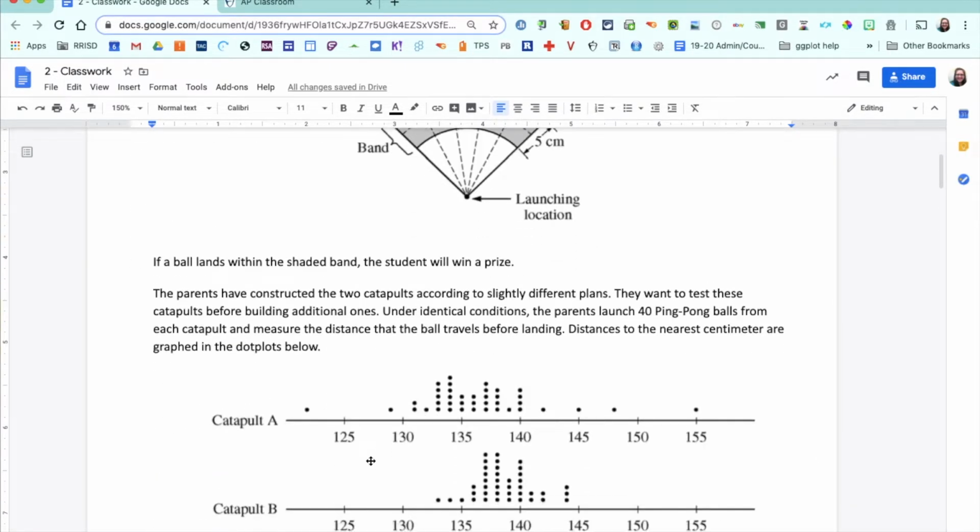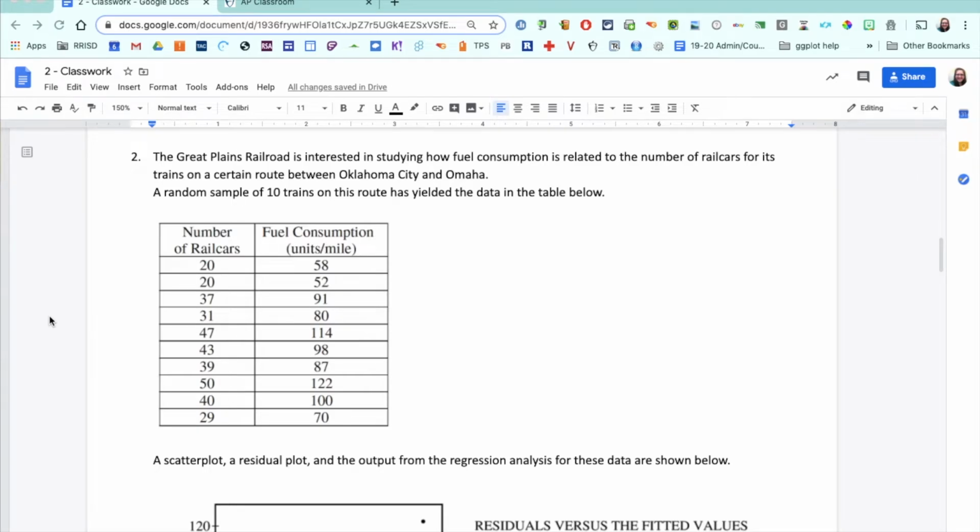So that is number 1. Number 2 is the one with the scatter plot. This is our linear regression example. So it says the Great Plains Railroad is interested in studying how fuel consumption is related to number of rail cars.